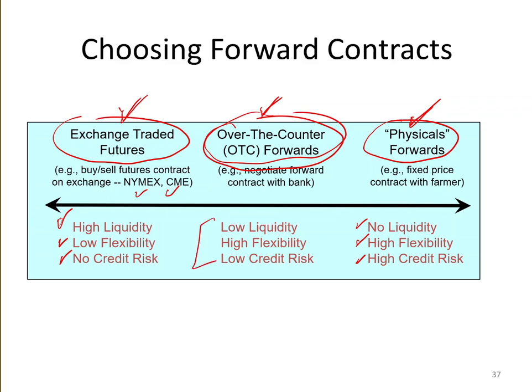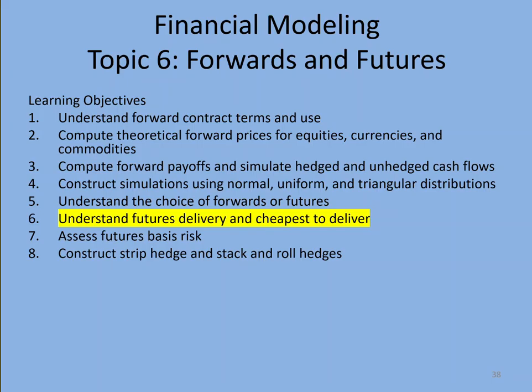And then somewhere in the middle you have an over-the-counter forward. That's a negotiated forward with some bank or other intermediary. You can have flexibility. You can try to negotiate terms. However, there is lower liquidity. The bank may offer some terms if you change your mind, and it's low credit risk, but probably not no credit risk. A lot of the market, I'd say most of the market from my experience, winds up in this OTC forward market, and then the lesser amount is futures and direct physicals with, say, farmers or whoever's producing the asset. So that is the idea of the choice of a forward or a futures contract.